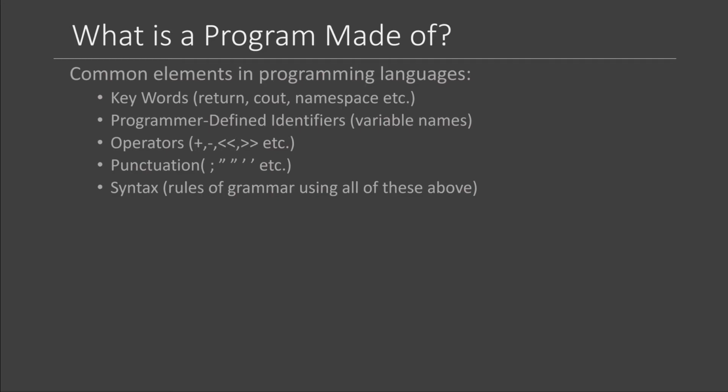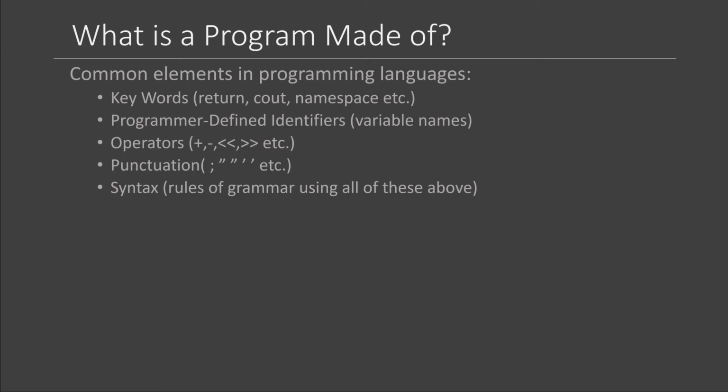And then we have programmer-defined identifiers, which are variable names, anything we call a variable. So let's say I want to make a variable x, right? An integer variable, and name it x. X is the programmer-defined identifier because I gave it that name. Then also we have operators, which is basically like a plus, a minus, a division, a multiplication sign, and then a bunch of other stuff that we are going to learn in this course.